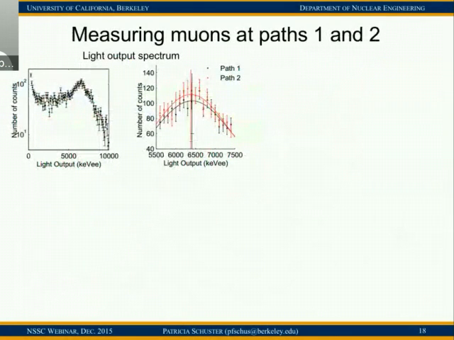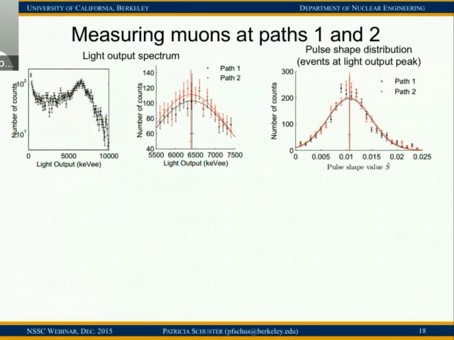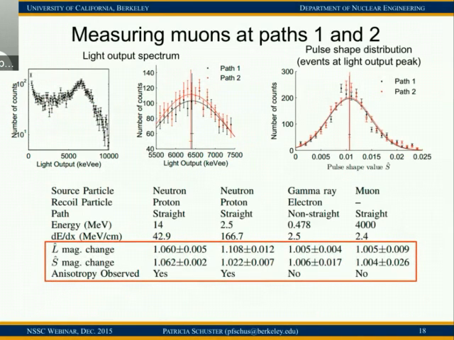So what I've done is I measured muons at paths 1 and 2, and then I made a distribution of the light output spectrum. On the left is the light output spectrum at path 1, and on the right is just the peak feature, comparing the distribution at paths 1 and 2. My question is, is the location of that peak feature significantly different between the two paths? And then this is a distribution of the pulse shape for events at that peak feature. Again, the question is whether the position of this distribution is significantly different between the two. And in the end, I do not see a significant difference.